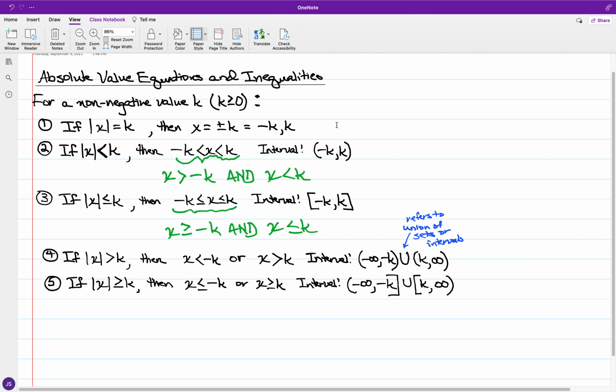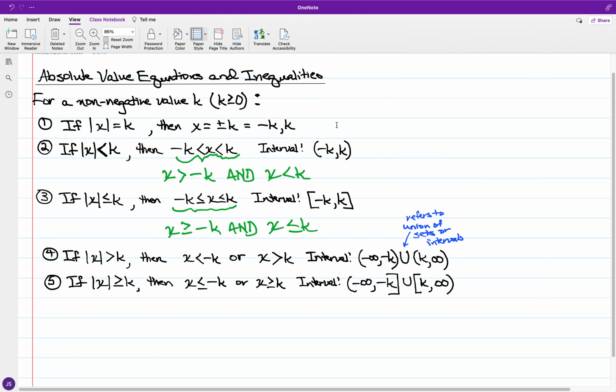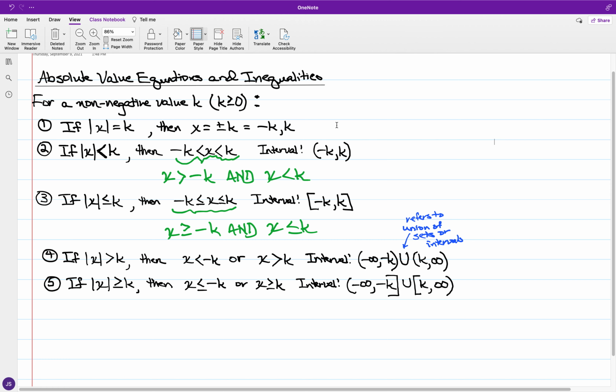Good afternoon. Resuming where we left off, we were working with absolute value, going back to not only equations but also inequalities. Again, in our cases, if you have a non-negative value k, non-negative as where the value is 0 or higher, if we have that the absolute value of x is equal to k, then x is equal to positive or negative k.